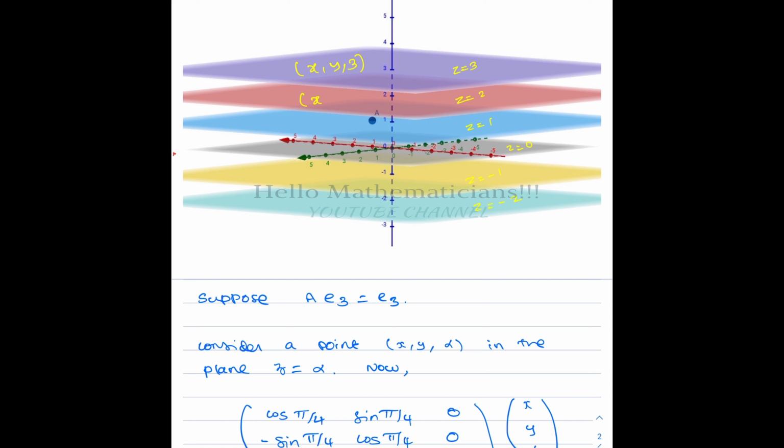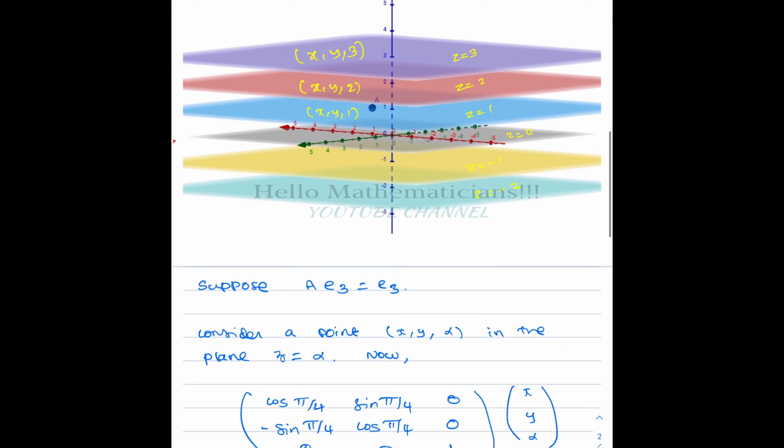Here any point is of the form (x, y, 3). Here any point is of the form (x, y, 2). In this blue color plane, any point is of the form (x, y, 1), and x and y can be any real number. Since it is a plane, it is two dimensional, and x and y both vary. So we are going to get a geometric picture of the action of the matrix A.